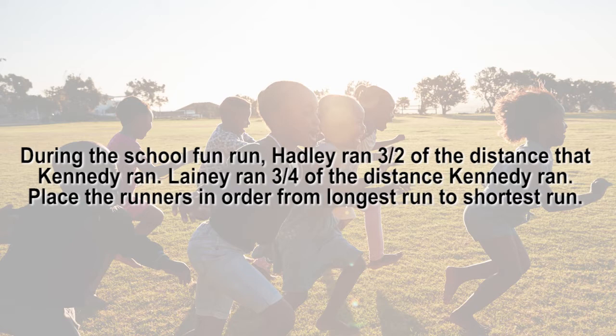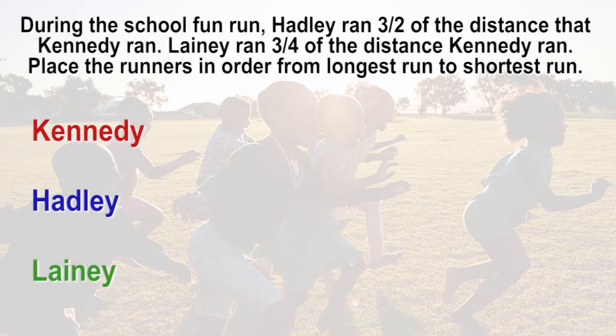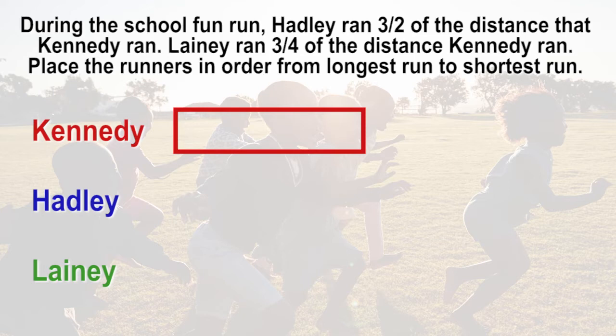Laney ran 3/4 of the distance Kennedy ran. Place the runners in order from longest run to shortest run. In this problem, we do not know the exact distance of any given runner, but since we know the relationship of each runner to Kennedy's distance, we can create a visual model to help us identify the longer and shorter distances. The red box represents Kennedy's distance.